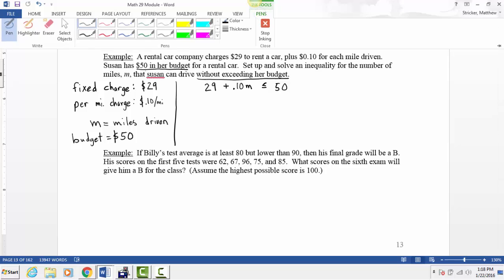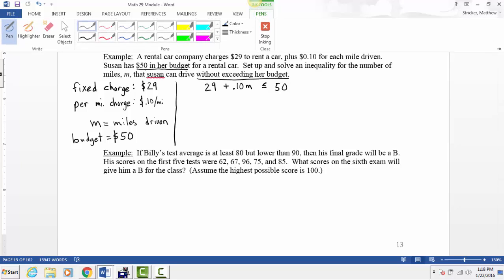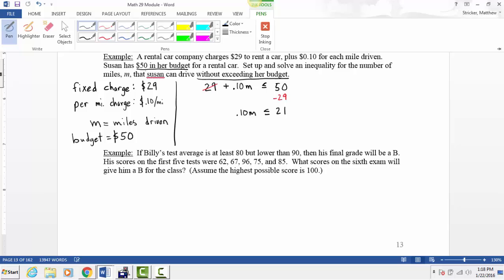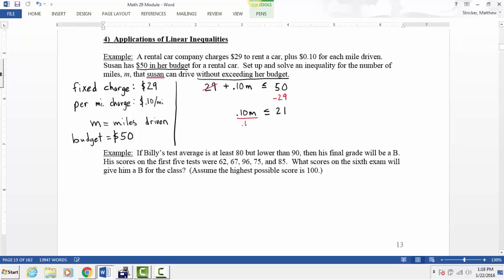Now we can go ahead and solve this. We can take and move this 29 to the other side. It becomes a negative 29. And so on the right hand side, we have 21. We still have 0.10 m over here. And how are we going to solve this? You got it. We just divide both sides by 0.10. And when we do that, we can see that at most, Susan should drive 210 miles.